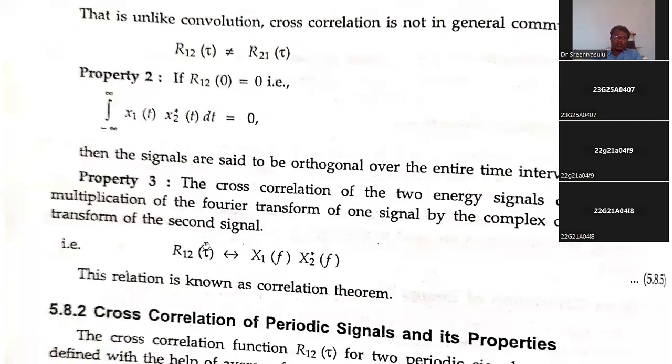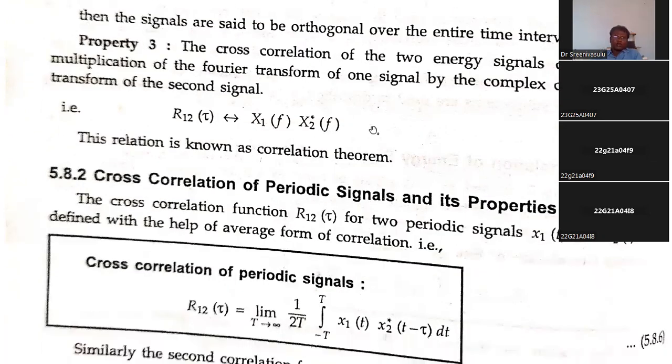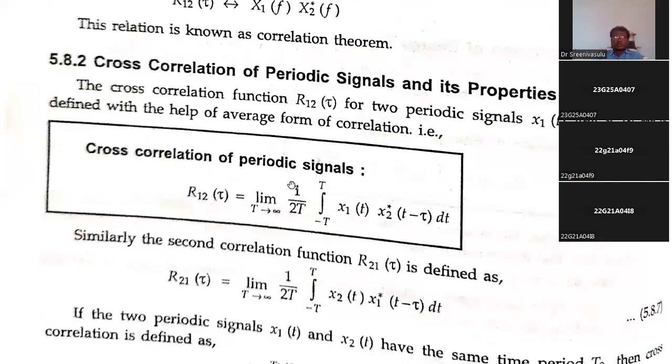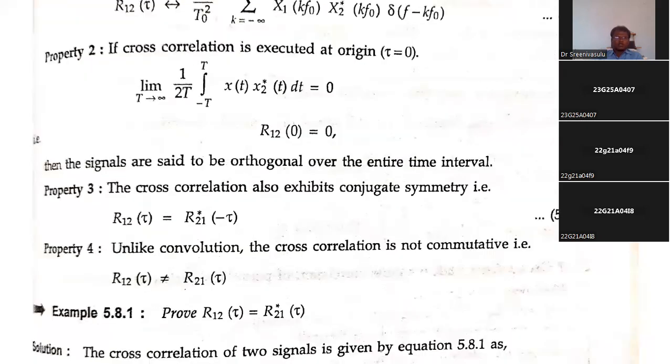And again, here also there is a Fourier transform formation. Previously it was x of f into x complex conjugate of f, that is, magnitude of x of f whole square. Here we can write x1 of f separately, and x2 of f complex conjugate for cross correlation. Okay. Now, the same formula we can also write for periodic signals. As I explained before, instead of using the interval from minus infinity to plus infinity, we can use the interval from minus t to plus t, 1 by 2t, limit t tends to infinity. That is the difference between general signals and periodic signals. The remaining properties are all the same.